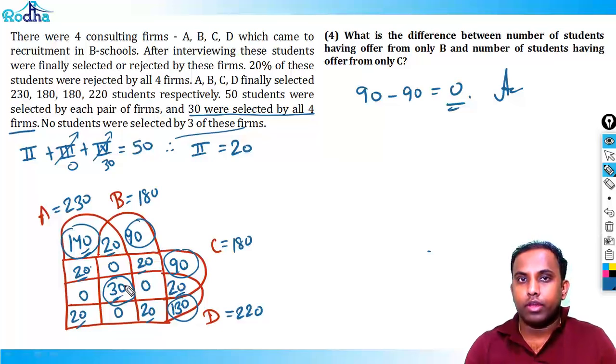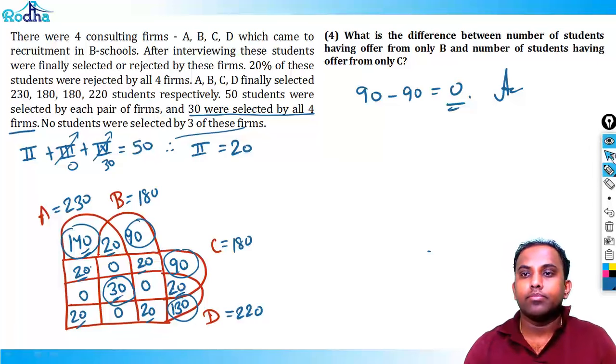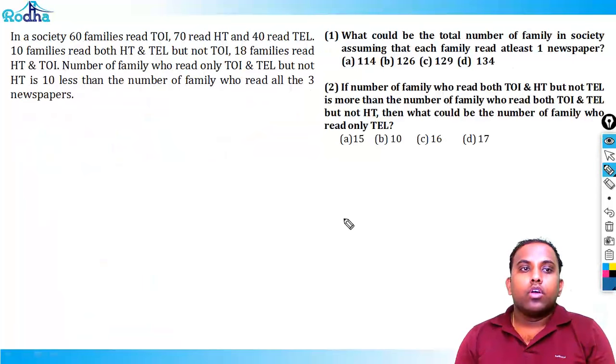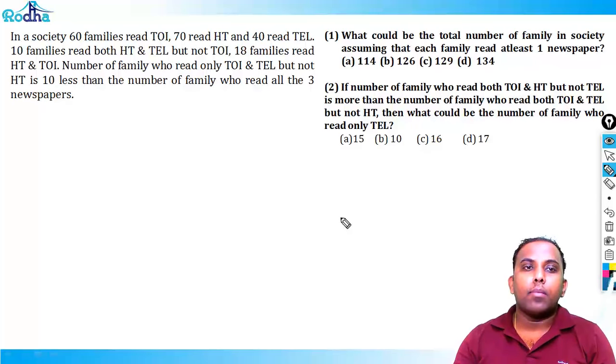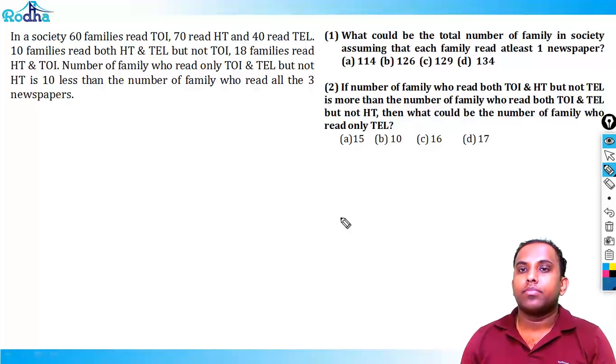Then we'll follow it with a 3-set Venn diagram. Okay, this is the next set here. Just read it. In a society, 60 families read TOI, 70 read HT, and 40 read TEL. 10 families read both HT and TEL, but not TOI. 18 families read HT and TOI. The number of families who read only TOI and TEL, but not HT, is 10 less than the number of families who read all the three newspapers. And then we have two questions based on this, right?